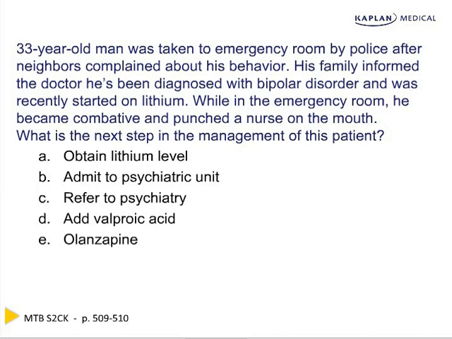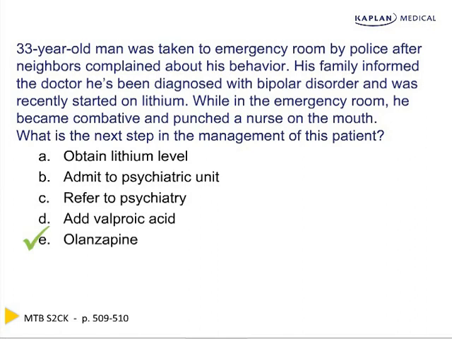On step two, it's also never a good idea to refer if you can do something right then and there. Remember, you're a physician. You want to act like a physician, not someone who just refers left and right. So you're not going to refer to psychiatry, because then psychiatry is going to yell at you for giving them a combative patient. Are you going to add valproic acid? That's not a bad idea, but he just punched a nurse in the mouth, and valproic acid isn't going to stem that combative behavior. So you'd see E, the atypical antipsychotic olanzapine. That's where you want to go.